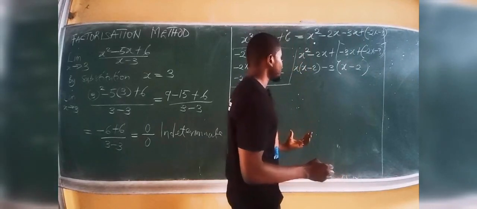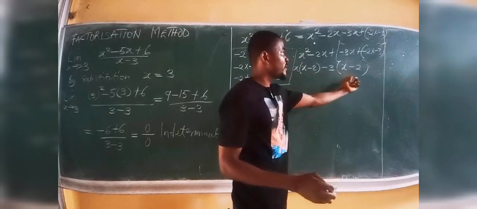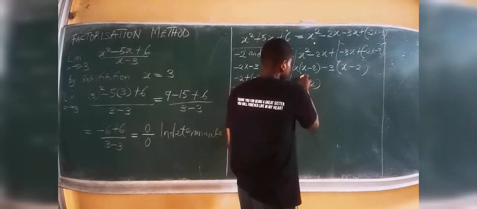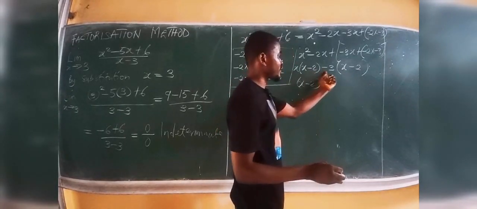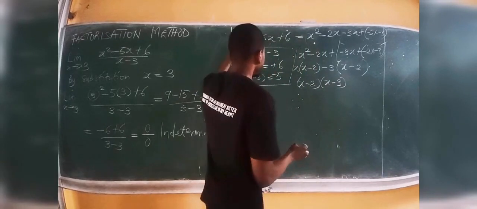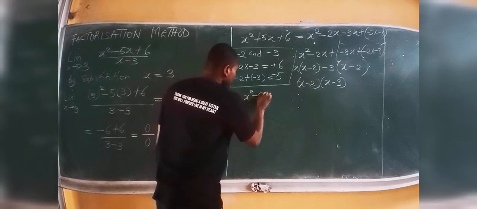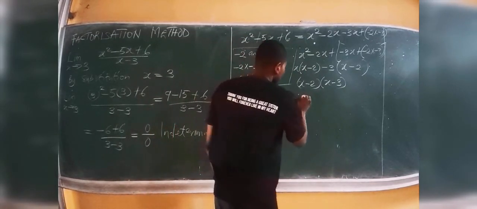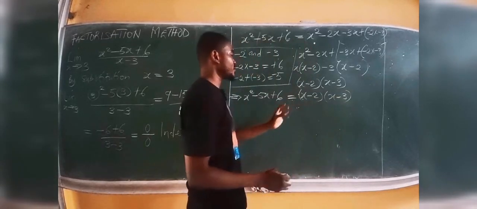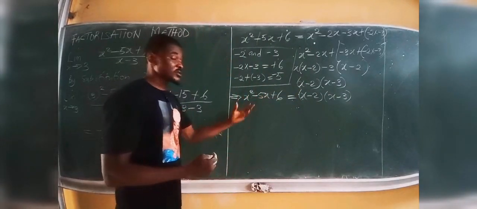At this point, you look at the factors. I have x minus 2 and x minus 2, the same factor in both brackets, so pick one of it, x minus 2, and then pick the values outside. I have x and minus 3 outside the bracket, put them in a bracket, x minus 3. So x squared minus 5x plus 6 is equal to x minus 2 into x minus 3. If you expand this, you will get the result. You can try to expand it and confirm, but I think it's correct.